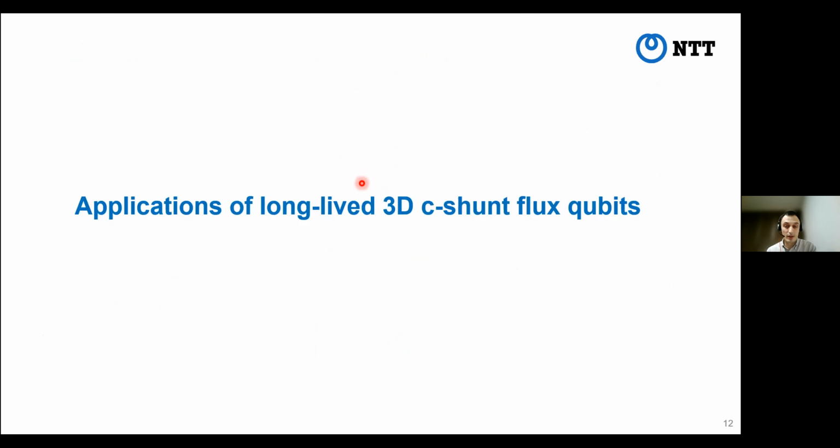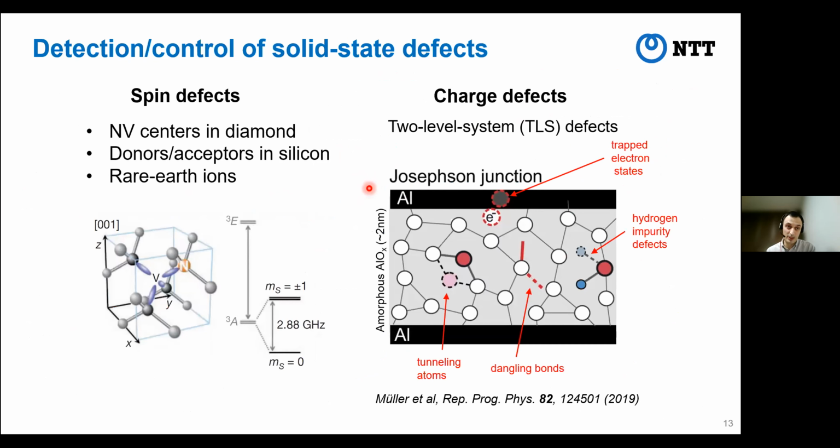So we think that our qubit can have a number of potential applications. One possible application is the detection and control of solid-state defects. And here, by solid-state defects, I mean both spin defects, such as NV centers in diamond, and charge defects, such as so-called two-level systems. Two-level systems are mostly formed inside amorphous oxide layers, and they are one of the major noise sources in superconducting circuits. So I'll show how we can use a so-called spin-locking pulse sequence to couple our qubit to solid-state defects, and I'll focus on two-level system defects as a model system.